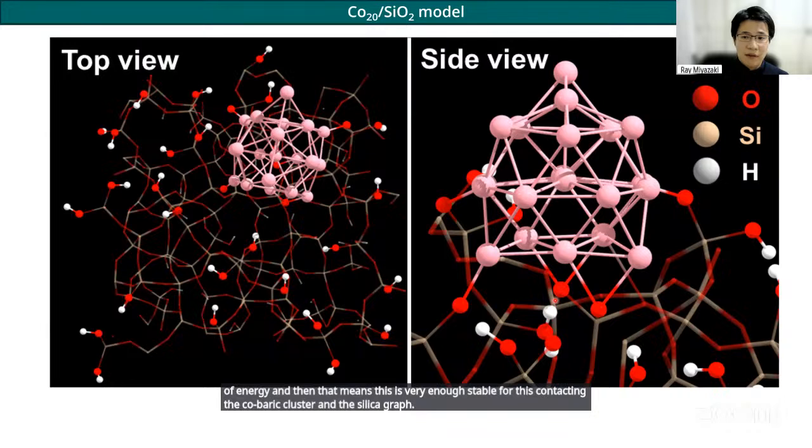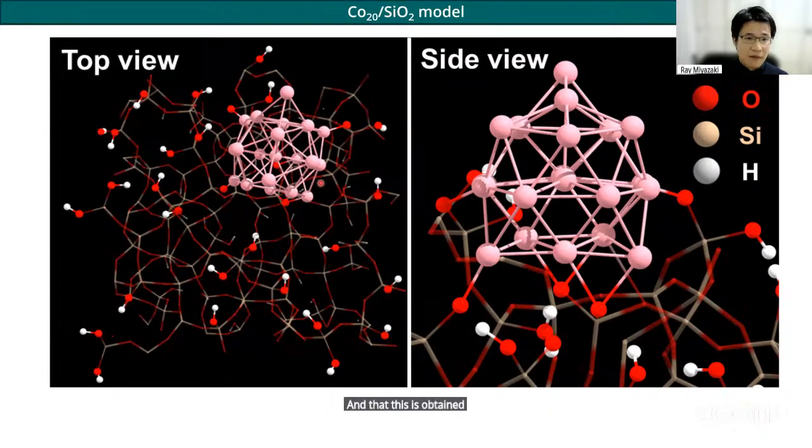And this is the obtained most stable one. This is the top view, and this is the side view. Here, the cobalt cluster model is in contact with the silica through 5 OH groups without hydrogen.